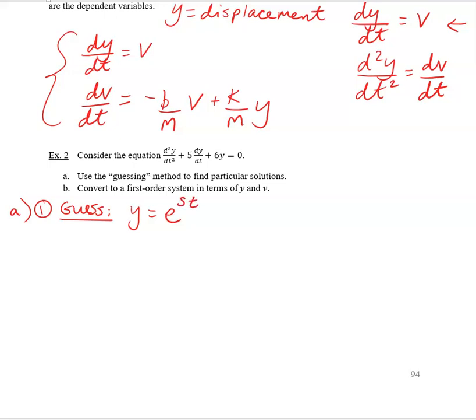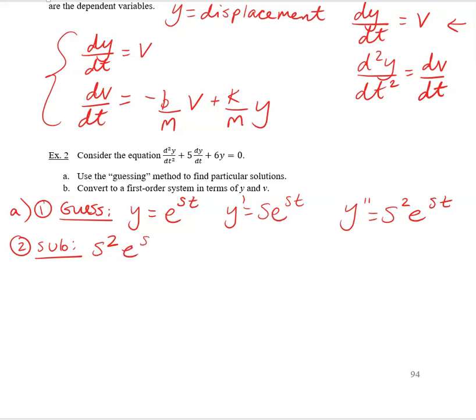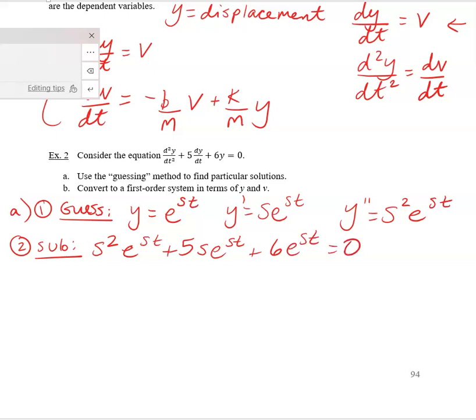From there, take the derivative. So the first derivative would be s e to the st, and then the second derivative would be s squared e to the st. Now substitute this into the differential equation. We end up with s squared e to the st plus 5s e to the st, and then plus 6 e to the st equals 0.